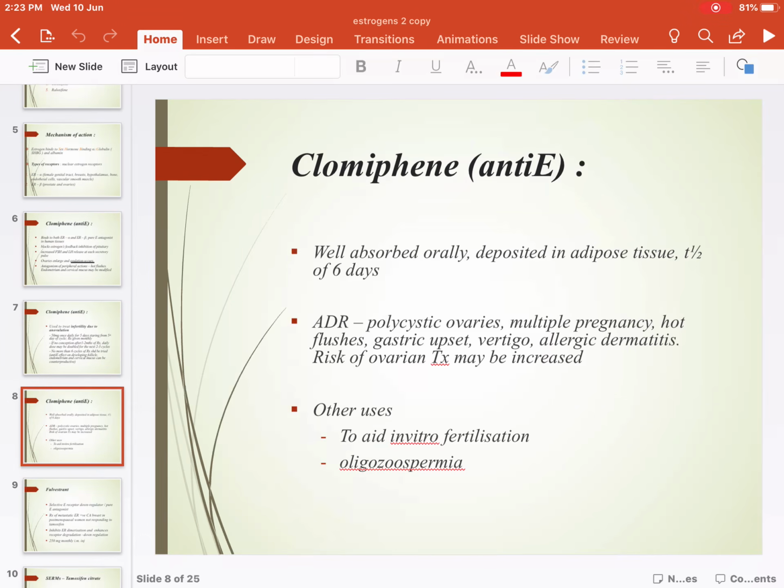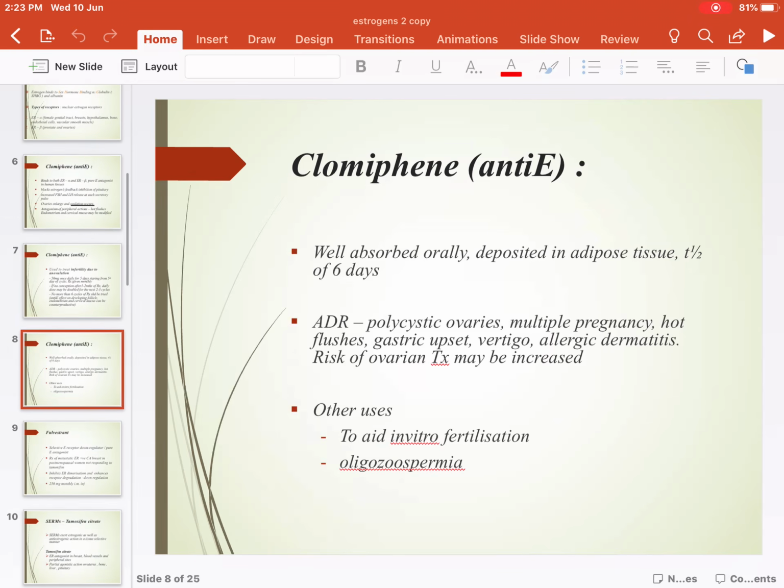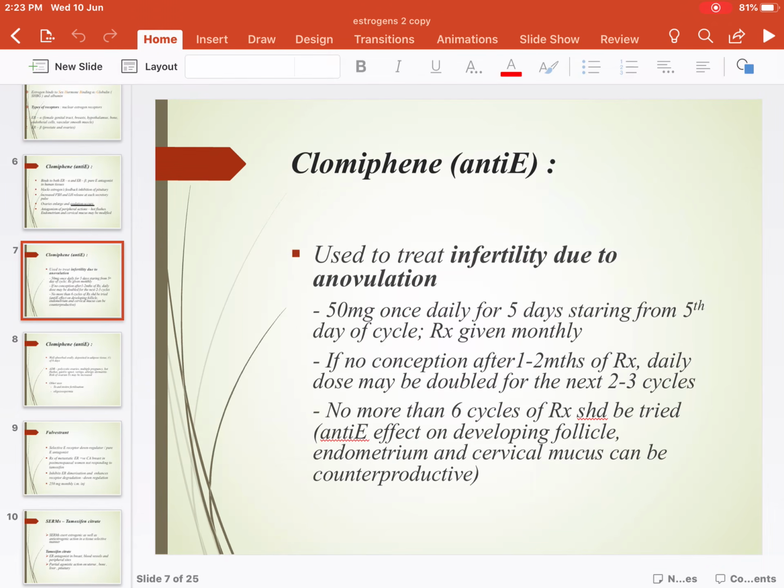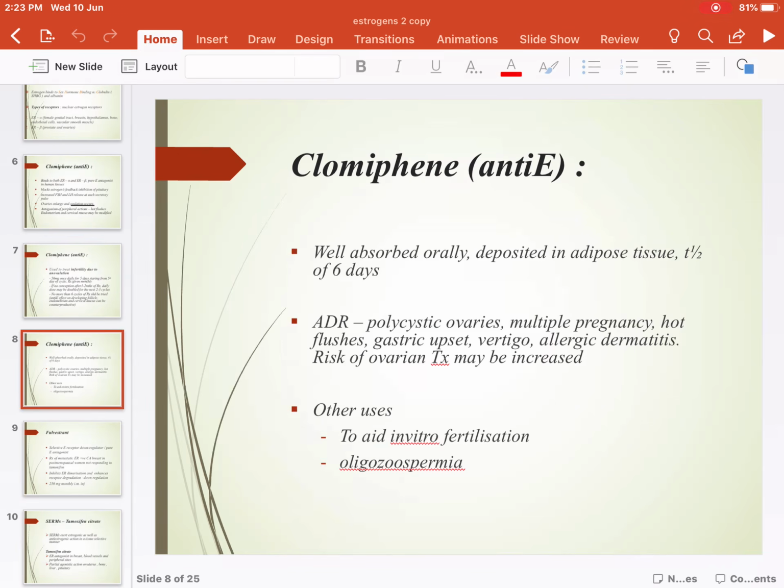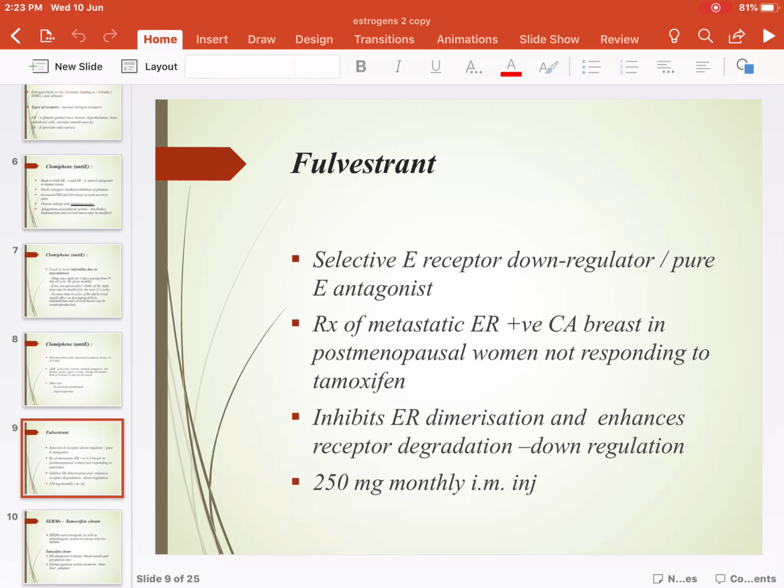So what are the adverse effects? Given over a long duration, it can cause polycystic ovary, multiple pregnancies, hot flushing, gastric upset, vertigo, allergic dermatitis, and there can be increased risk of ovarian cancer. Where do we use it? We use it in infertility, both in males and in females. That is to aid in vitro fertilization, infertility, and in oligospermia.